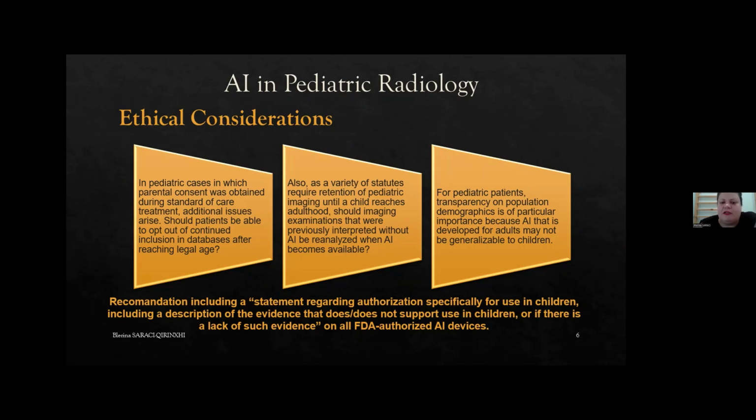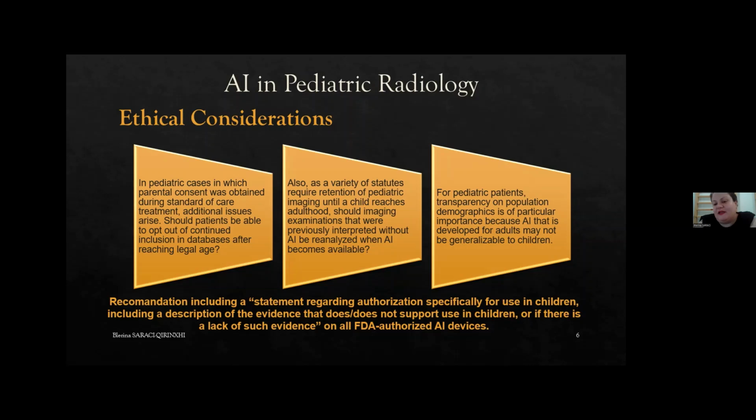That is one question. Also, a variety of statutes require the retention of pediatric imaging until the child reaches adulthood. Should imaging examinations that were previously interpreted without artificial intelligence be re-analyzed when artificial intelligence becomes available? So can we use databases from the past to teach the machines now? This is another question, because we have the consent for the period when they were patients as children, but now they're adults. We have to have their permission, for example.